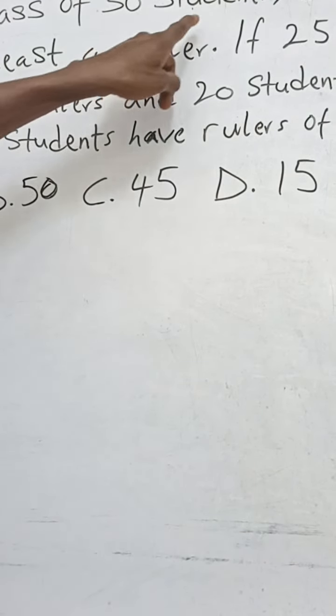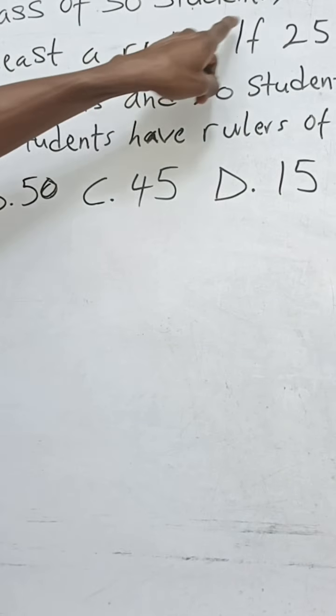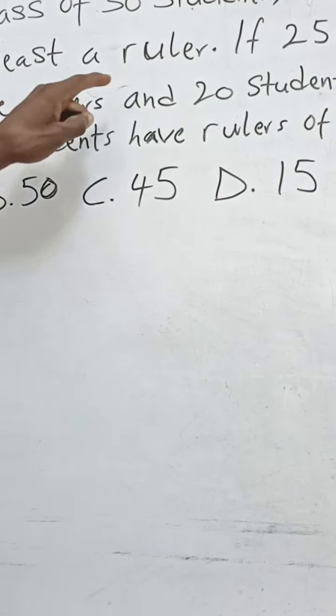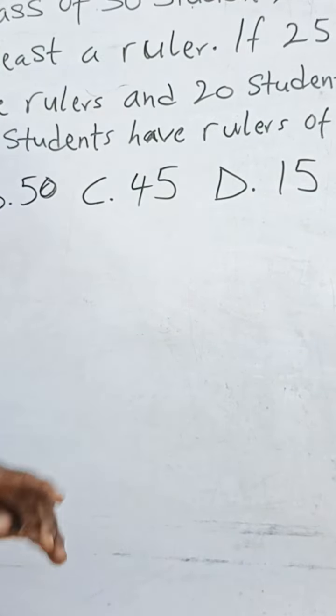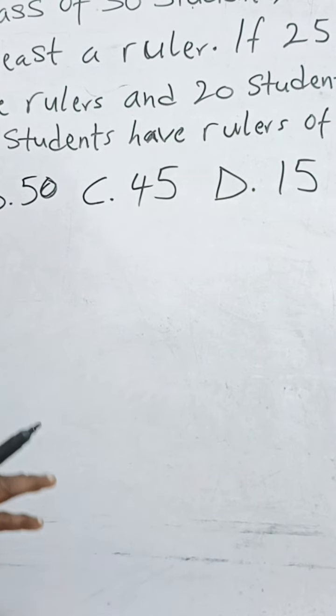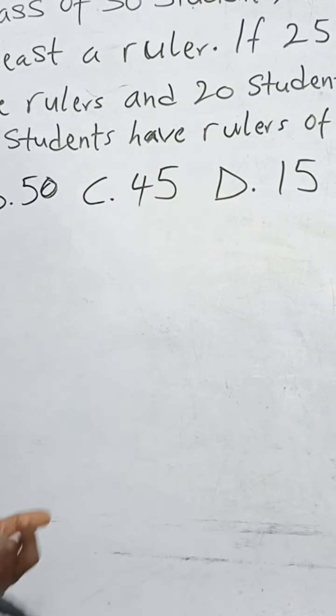Now, in a class of 30 students, I don't want to take our time. Every student has at least a ruler. That is to say, in that class of 30 students, none of the students will say I didn't have a ruler. So every one of them will have at least one ruler. We have people that have two, we have people that have three, and so on.